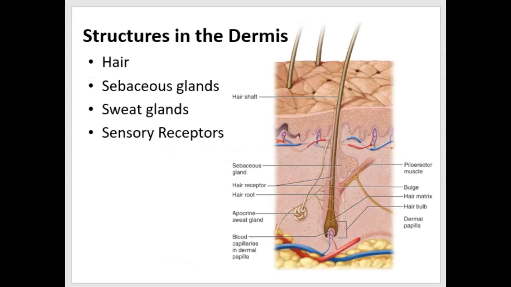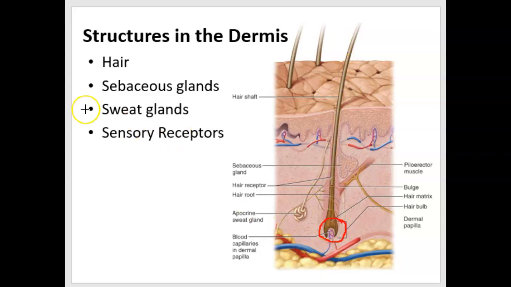Okay, let's talk a little bit about hair, sebaceous glands, and sweat glands, and then we'll talk about sensory receptors. So in this picture, you can see a hair puncturing the epidermis, and it resides in what is called the hair follicle. And at the base of the hair is a matrix or a bulb. And the hair is made up of dead keratinocytes. That's what it's made up of.